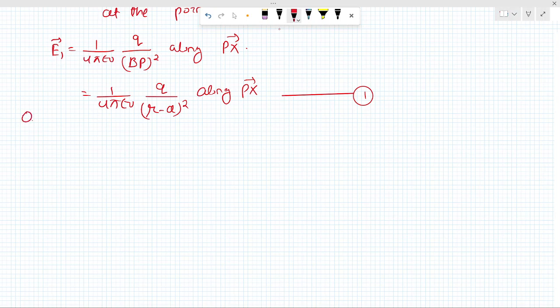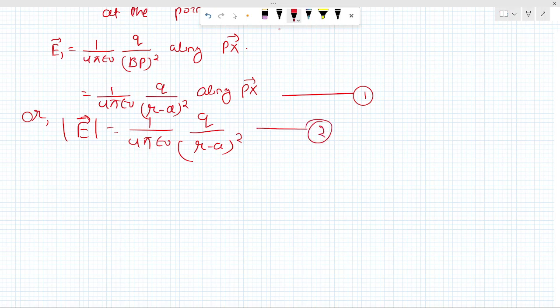If I write its magnitude, then I write it like this: E1 magnitude is equal to 1 by 4 pi epsilon naught q upon r minus a whole square. Give it equation number 2.